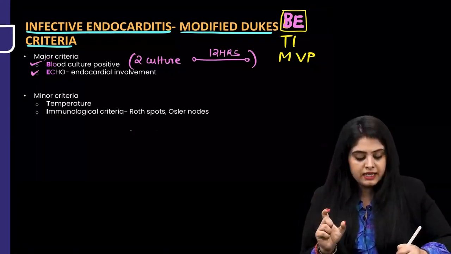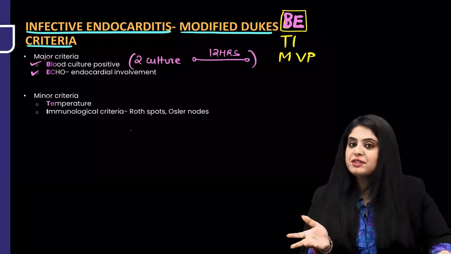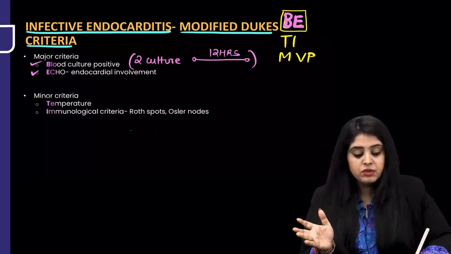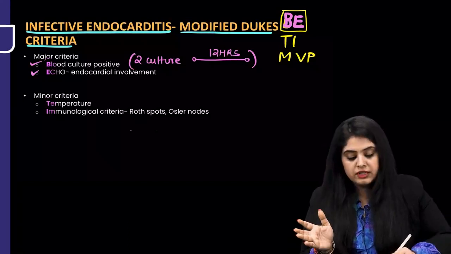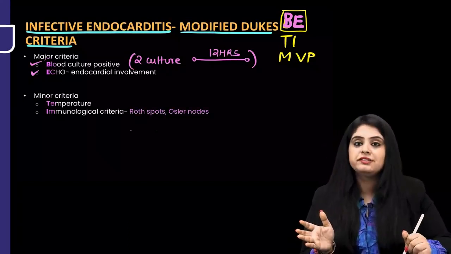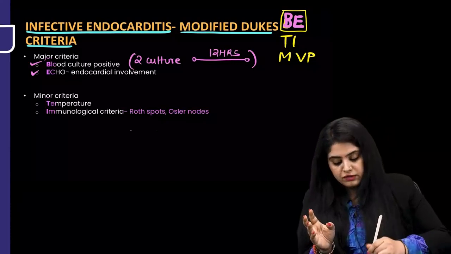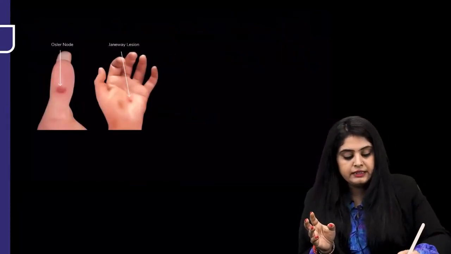तो बेटी का TI क्या है? अब infection है, तो fever तो होगा, temperature. Immunological criteria. Immunological criteria has two very important pictures. Roth spots and Osler's nodes. So these are the Osler's nodes.